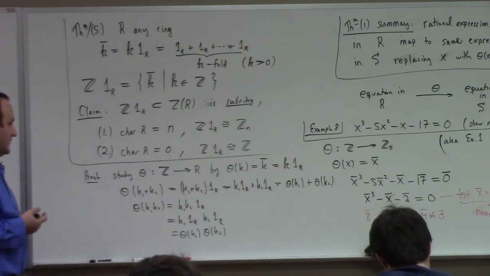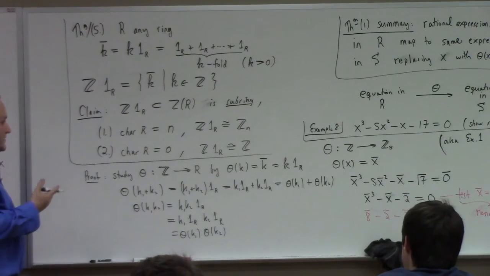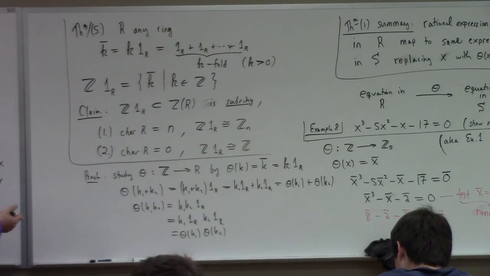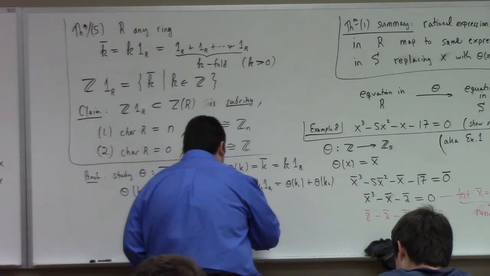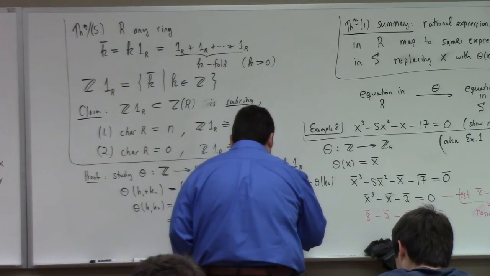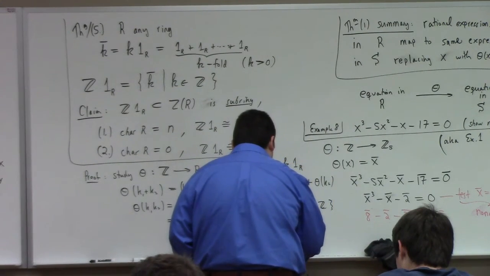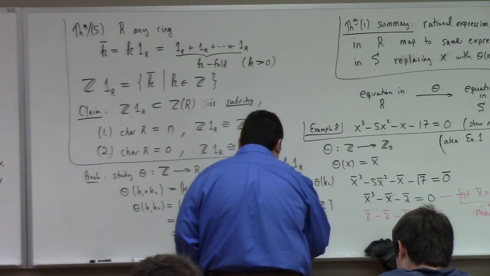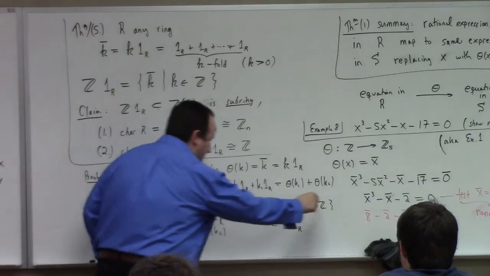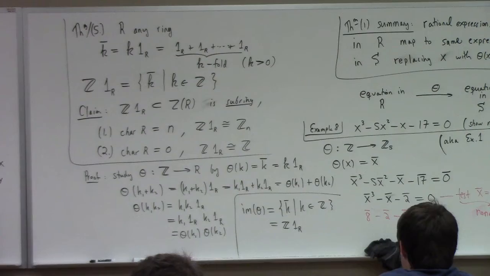And the fact that it's central, can you guys see that the image is central? What is the image of theta? It's k bar such that k is in the integers. In other words, the image of theta is what we're calling Z1R. Then the first isomorphism theorem finishes the thought.